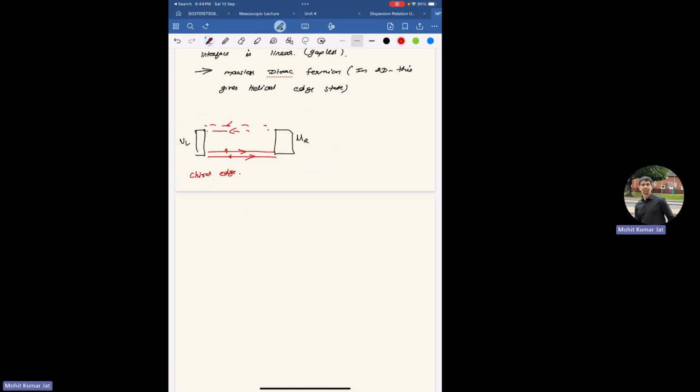But there is another thing which can be possible. This is mu L, this is mu R. Your state is like this. Your up spin is going to the right, but your down spin is going to the left. Similarly, your up is on this side, and your down is on this side. This is your down spin, your up spin. These types of edges are known as helical edges.